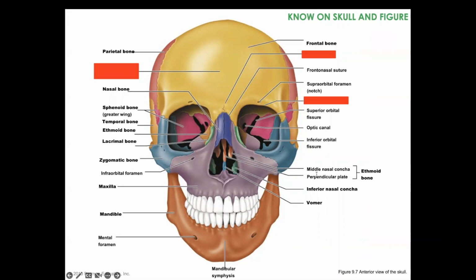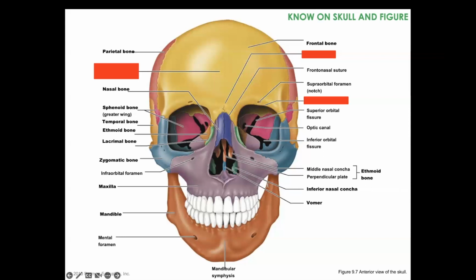It's going to make up your forehead area. Next, we have the two parietal bones, going to be on the side next to the frontal bone. Then we have the temporal bones, which are going to be on the sides where your temples are, and they're going to be below the parietal bones. As we go towards the nose, we see the zygomatic bone, which forms your cheekbones, and it's going to connect to the maxilla, which is your upper mouth. And then we have the mandible, which makes up your jaw and lower mouth.